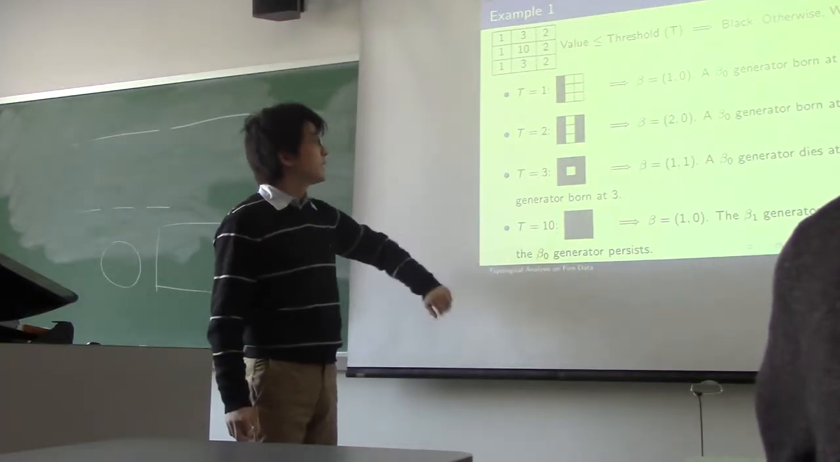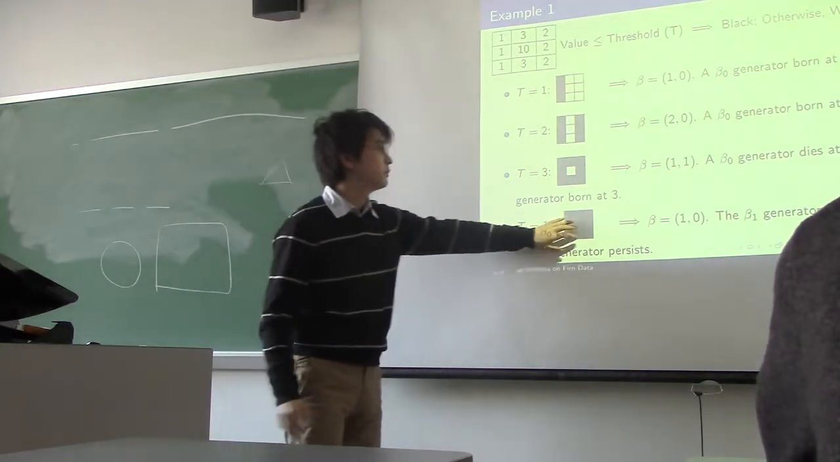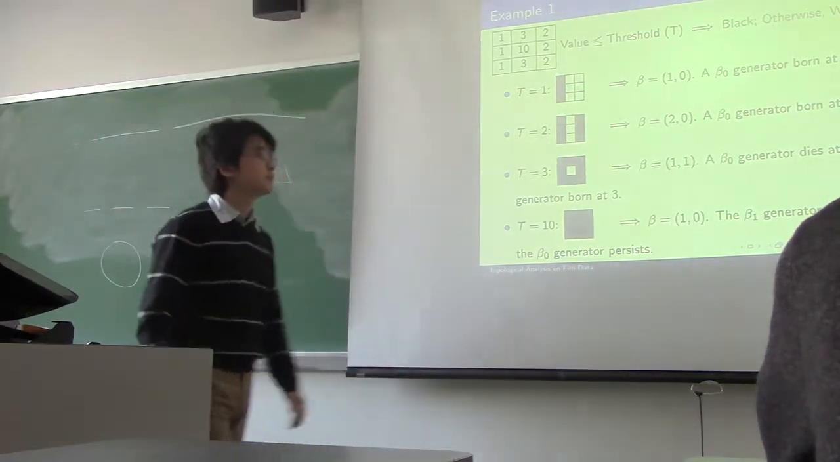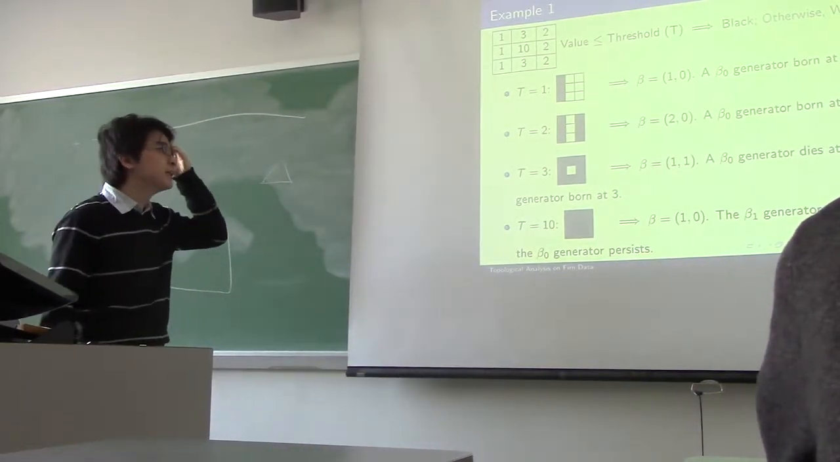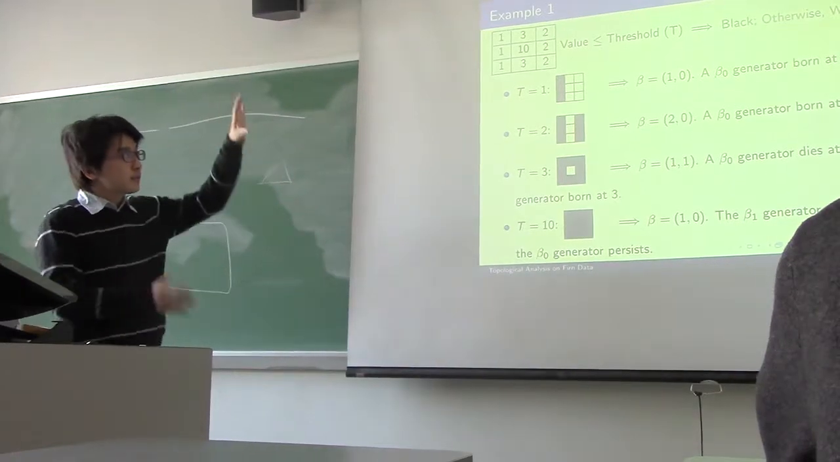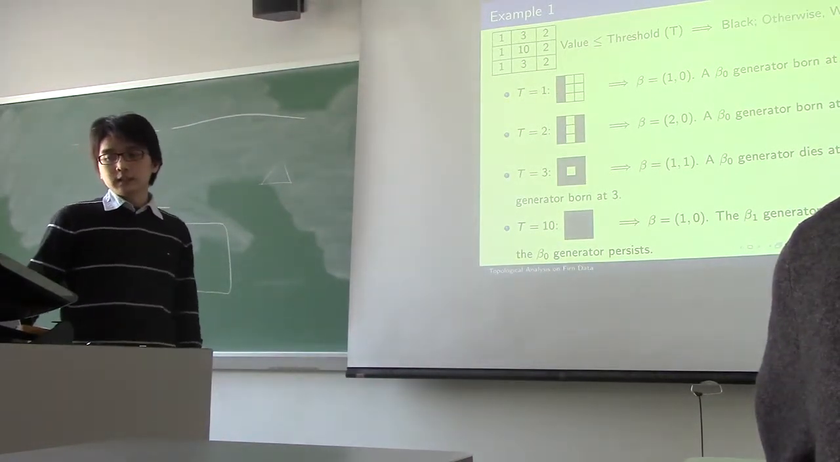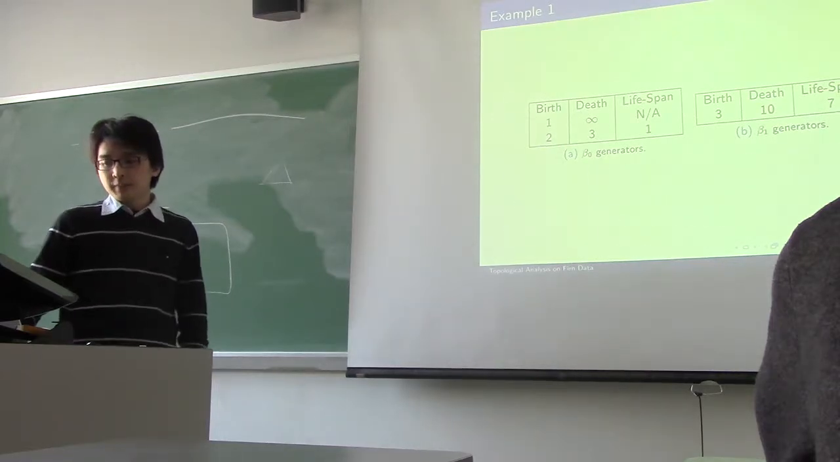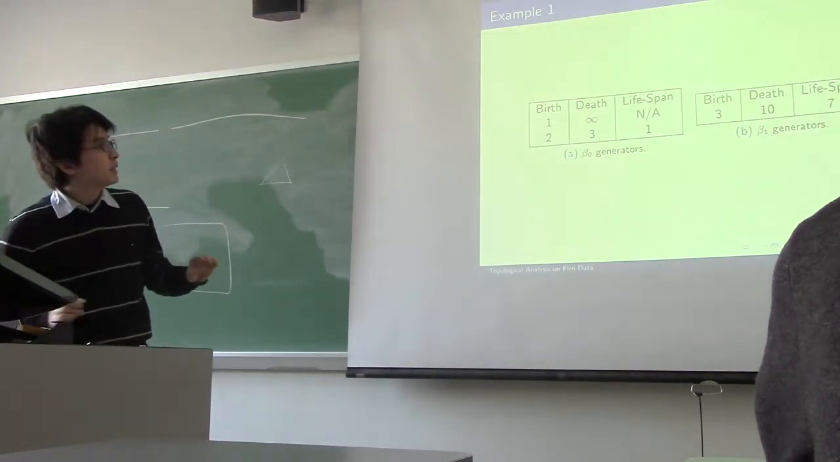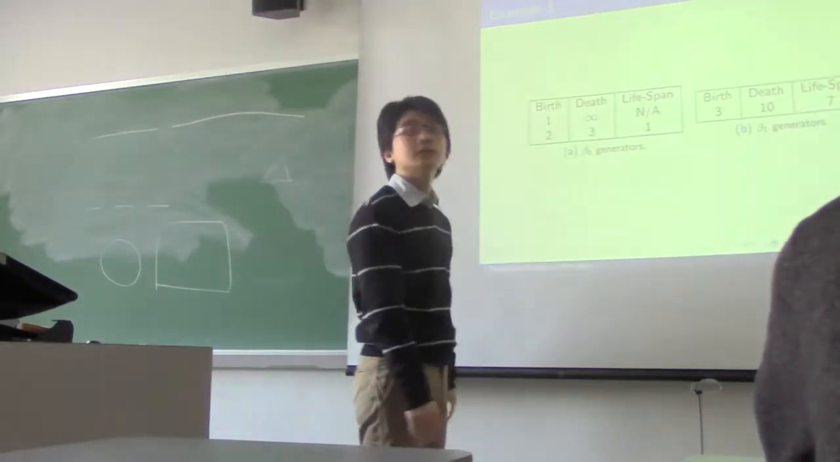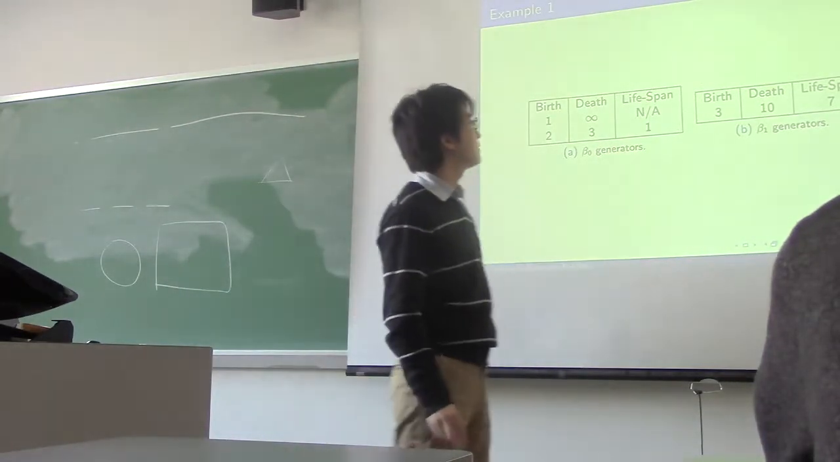And when t equals 10, everything will be built up, right? It will be 1 disconnected component. Okay? So that's the general picture. And because of this, we can look at, this is called the birth coordinate, and this is called the death coordinate, and this is called the lifespan.